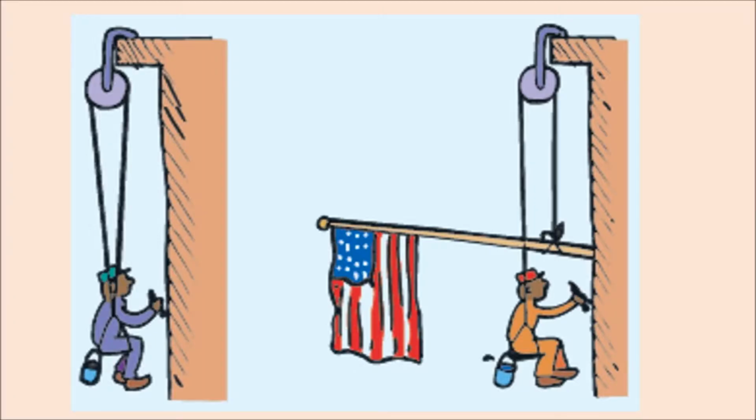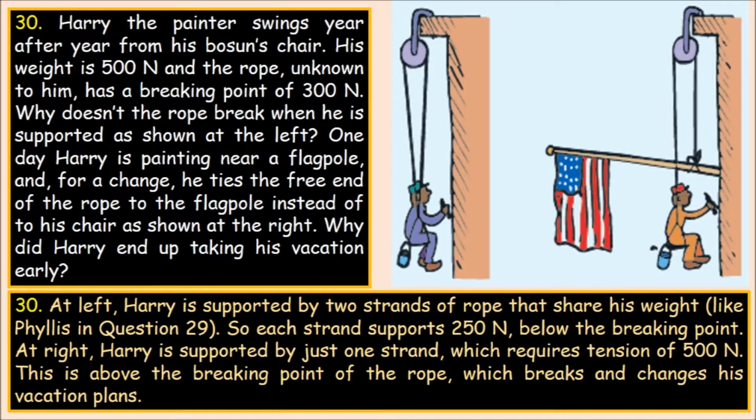It is obvious here that each string on the left carries half his weight. At left, Harry is supported by two strands of rope that share his weight, like Phyllis in question 29. So each strand supports 250 newtons, below the breaking point. At right, Harry is supported by just one strand, which requires a tension of 500 newtons. This is above the breaking point of the rope, which breaks and changes his vacation plans.